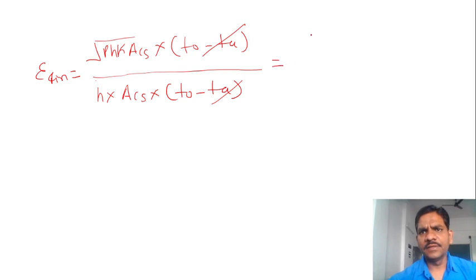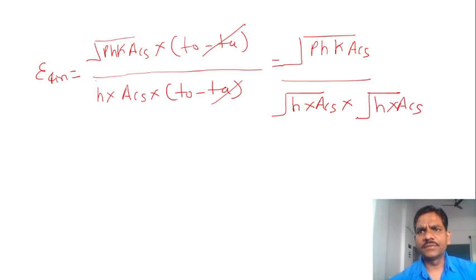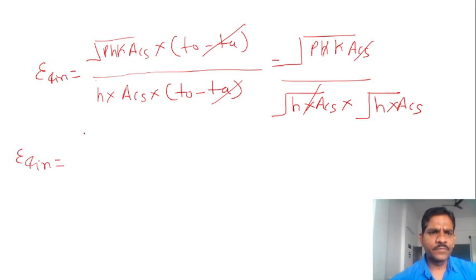So what is remaining? The remaining term is under root P H K ACS divided by H into ACS into H into ACS. Okay. So this H and this H will be cancelled. So what is remaining, guys? The effectiveness of a fin is equal to under root P K upon H ACS.